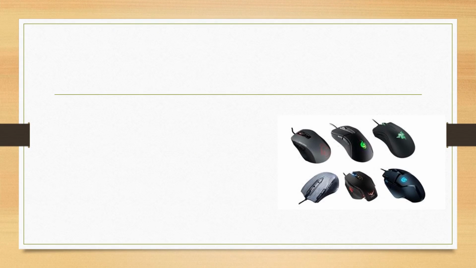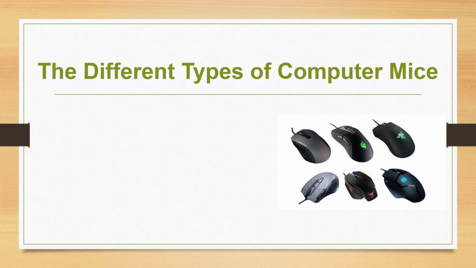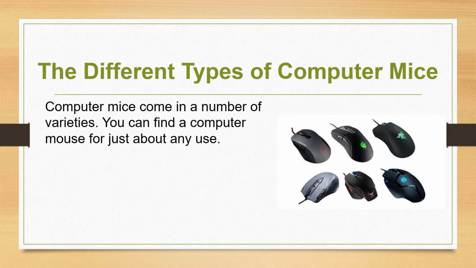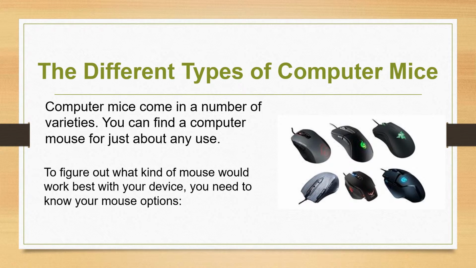There are several different types of computer mice. You can find one for just about any use. Just about every mouse you see will look different in some way. To figure out which mouse would work best for your device, you need to know your mouse options.